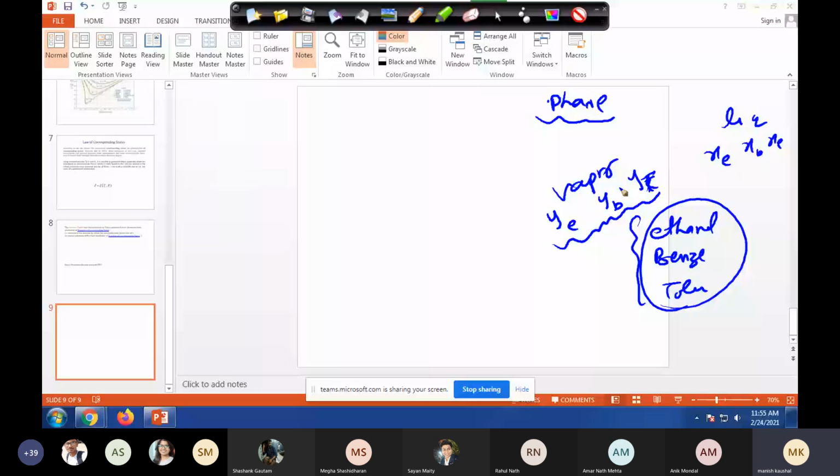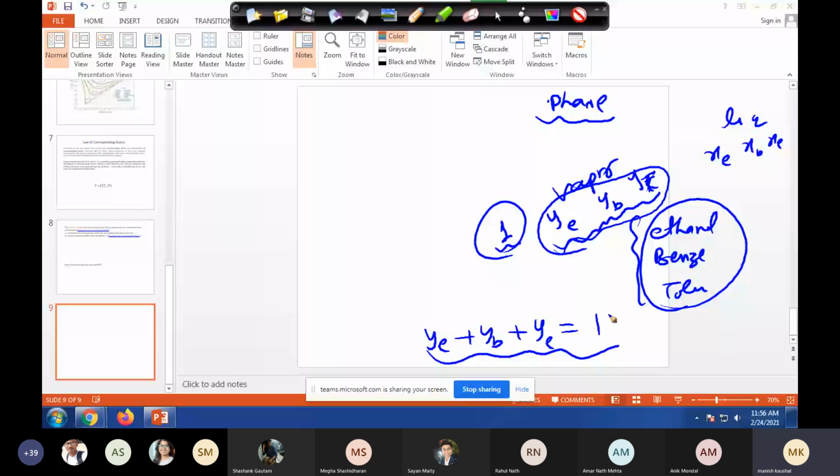So for one phase, the summation of mole fractions should be unity. How many relations will you get for one phase? One: YE plus YB plus YL equals 1. And how many such relations, how many phases do we have? P. So you have P more equations, which we forgot.